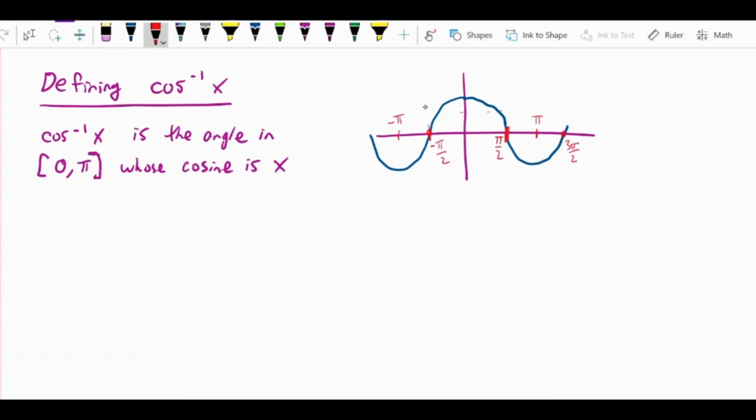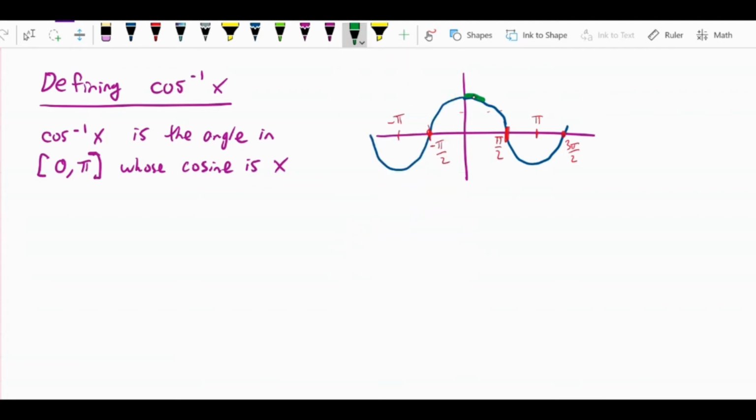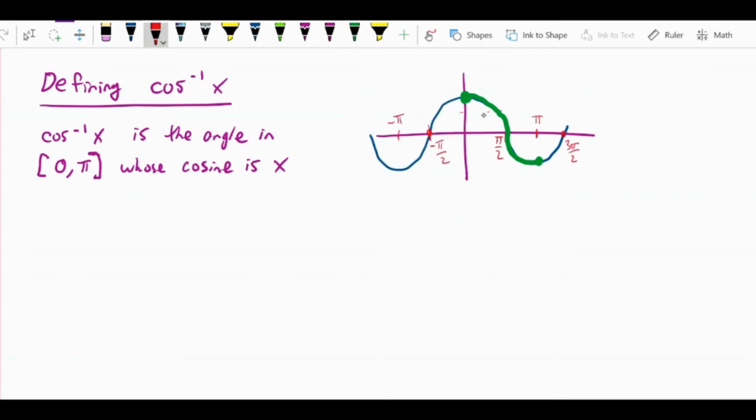This is why for the cosine function we restrict the domain in this way. Let me get a thicker line here. We restrict the domain to 0 to pi instead of negative pi over 2 to pi over 2. So we still get a range that has a width of pi, but it's a different set of values. This gives us a graph that satisfies the horizontal line test. So we can use that restricted domain to define the cosine function.